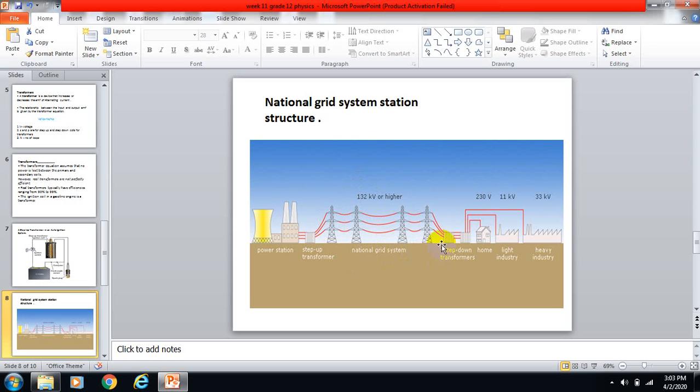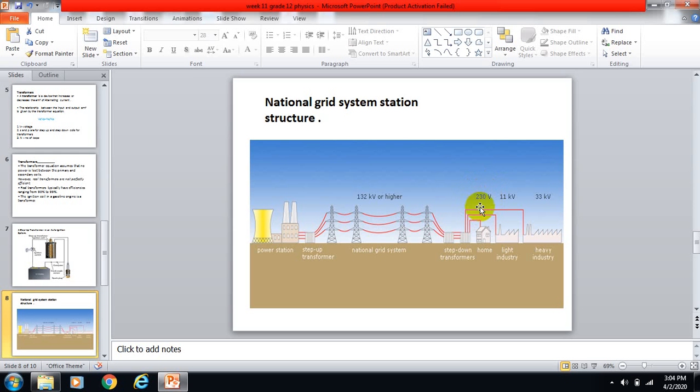From the higher transmission lines we have step down transformers. Step down, why? Because we need to use the power for different purposes: for homes, for light industry, and for heavy industry. For homes, the step down transformers are small, and only 230 volts is used there, in the range of 220 to 240 volts at 50 or 60 hertz frequency.